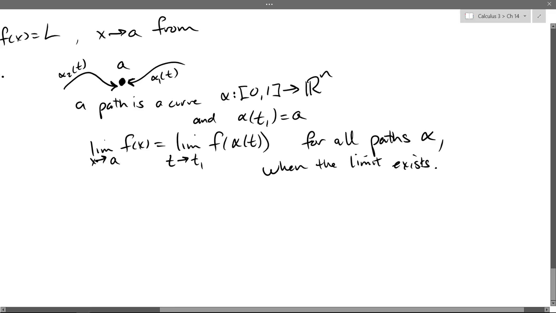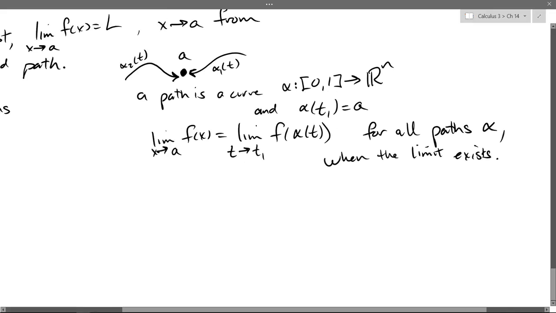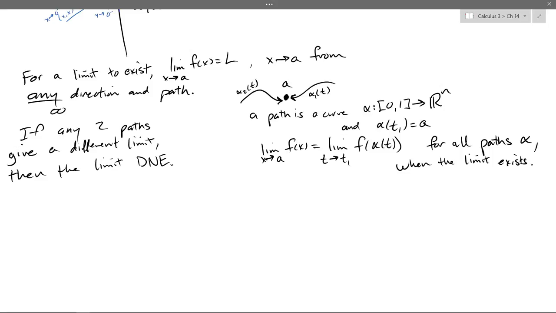This is sort of like a left limit or a right limit, where if they don't agree, then the limit doesn't exist. The only problem is there's not just a left and a right. There's actually infinitely many ways to approach. So to show something doesn't exist, you're going to pick two approaches and then show that there's a different limit. So if any two paths give a different limit, then a limit does not exist. So if you can find some alpha 1 and alpha 2 that give you a different value, then you can say your limit does not exist.